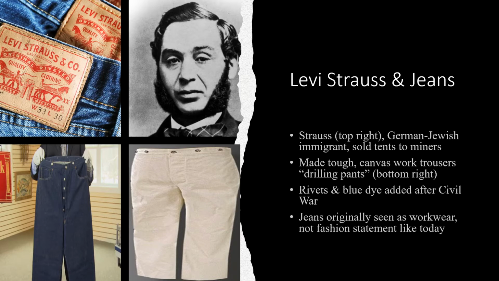The people who had the best shot at making it in California were entrepreneurs who sold goods and offered services to the prospectors who had found gold. Immigrants like Levi Strauss, of German Jewish ancestry, sold tents and jeans, thick, rough cotton canvas trousers that were popular with prospectors, who called them drilling pants. Jeans would not be made of blue denim and have rivets until after the Civil War. Jeans were also not considered fashionable casual clothing in the way they are today. They were workwear.